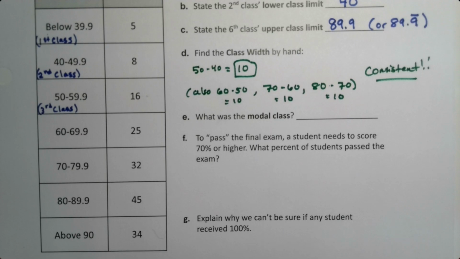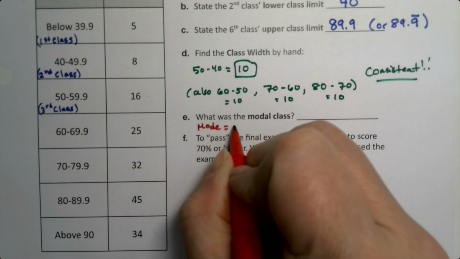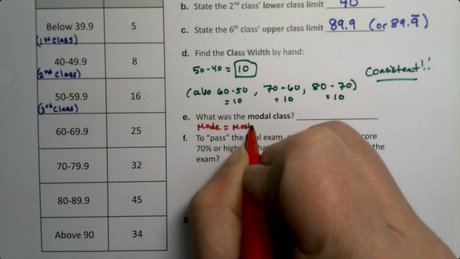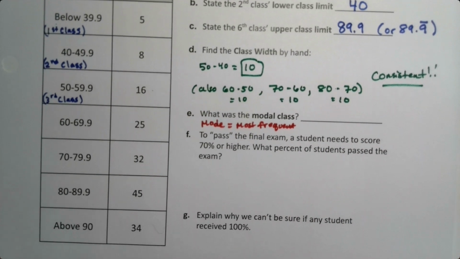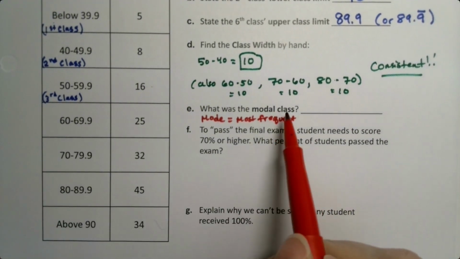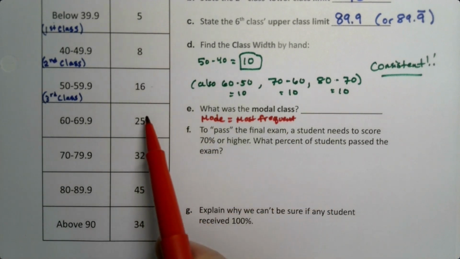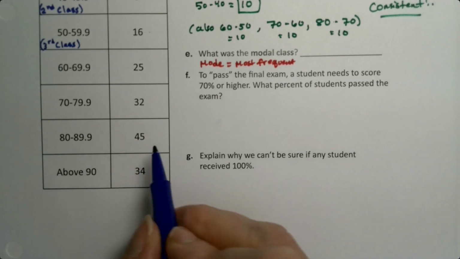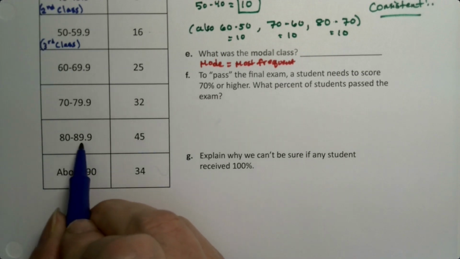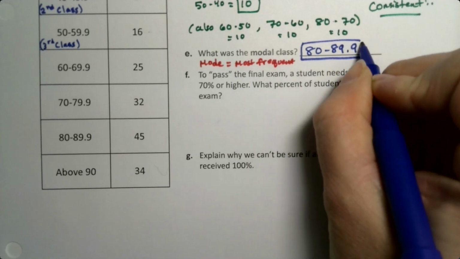All right, now the modal class. Mode is a definition we'll actually learn in chapter 3. So let me just write it right here. It's really easy though. It's the most frequent. That's what mode means. It's the thing with the highest frequency. So the modal class is the class with the highest frequency. So I look at my frequency numbers. 45 is my highest frequency. So therefore my modal class is 80 to 89.9. Just going to box that.